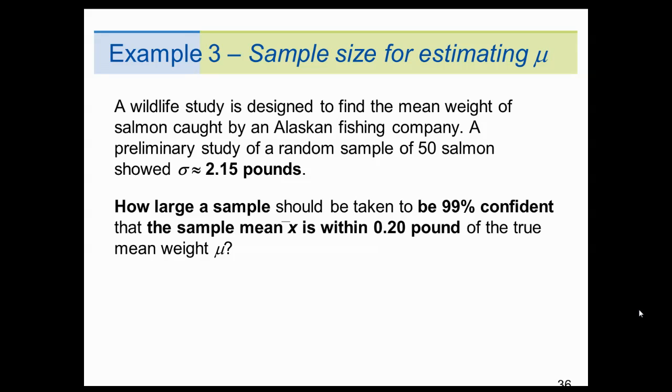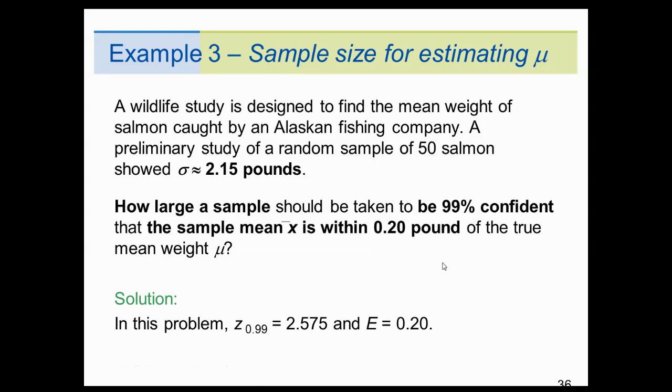A wildlife study is designed to find the mean weight of salmon caught by an Alaska fishing company. A preliminary study of a random sample of 50 salmon showed that the standard deviation was 2.15. How large of a sample should I use in order to be 99% confident that the mean is within 0.20 pounds? So here's my confidence level, there's my sigma, and here is my error. It doesn't say the word error, but within 0.20, that's your error, either 0.20 above or 0.20 below. So I know my three numbers.